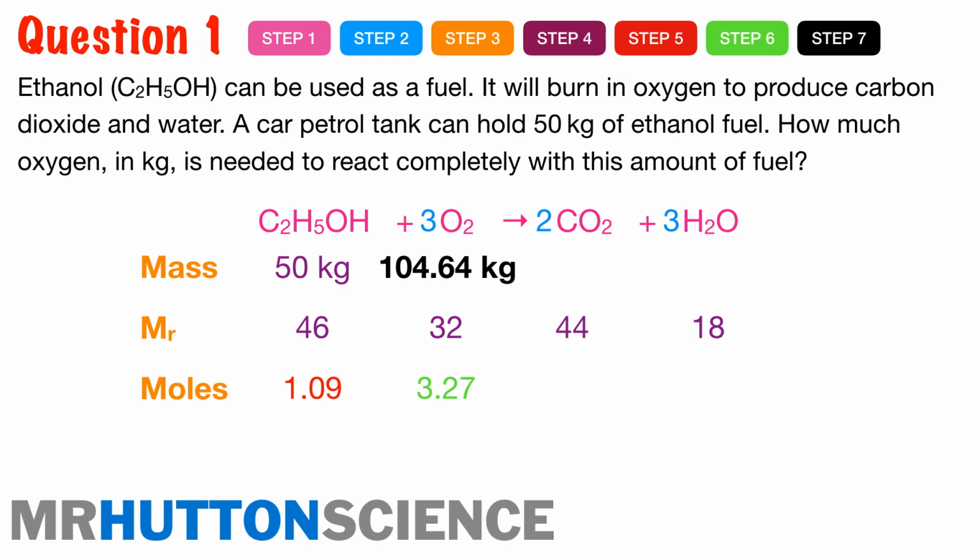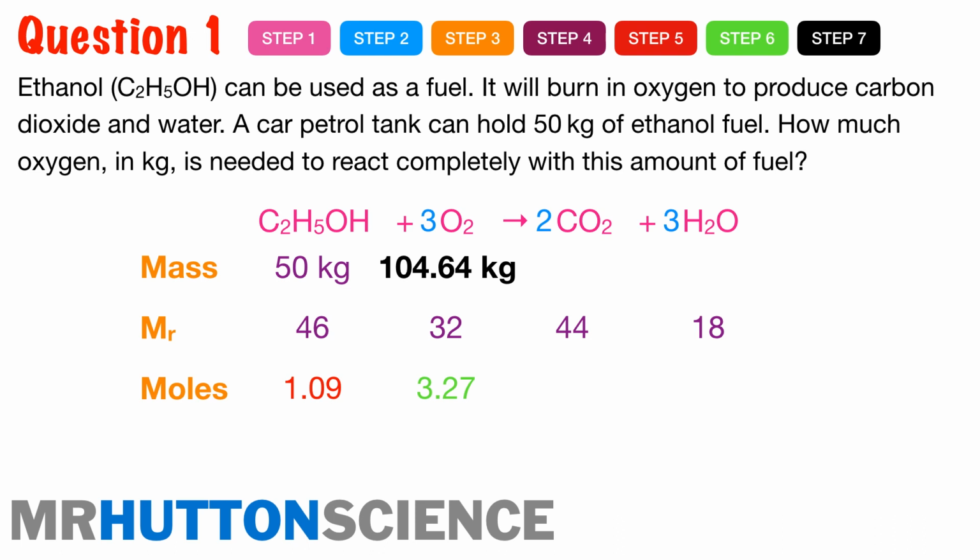So here the equation hasn't been given for you, but you do have the formula for ethanol there in case you didn't know. It will burn in oxygen, so we're going to react it with oxygen to produce carbon dioxide and water. So we write the equation first of all in step 1. Secondly, step 2, we need to make sure the equation is balanced. So there you go, we've now got C2H5OH plus 3O2 reacts to give us 2 CO2 and 3 H2O.